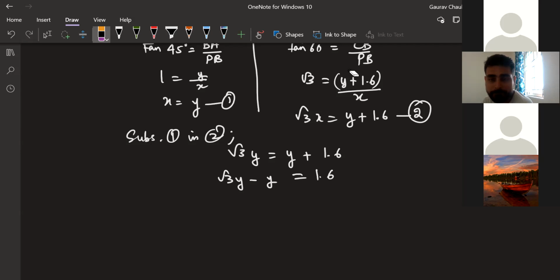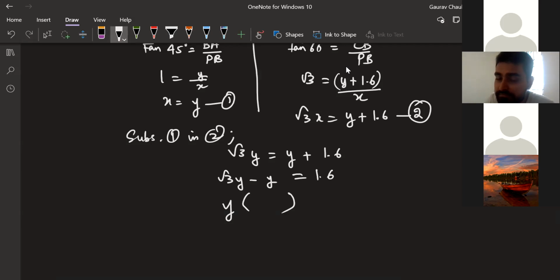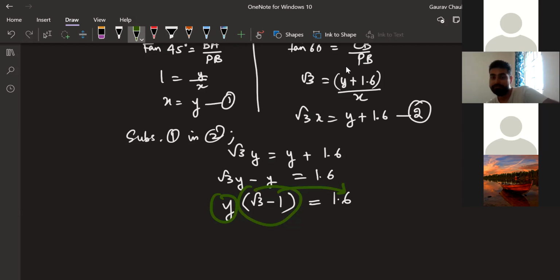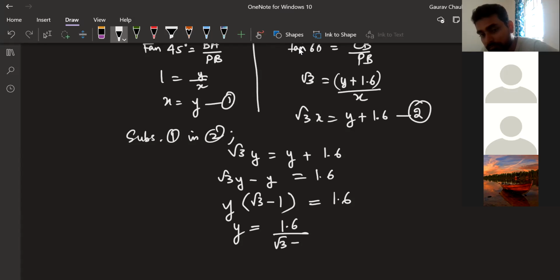Manisha? Sir, we'll take y common. We will take y common. What do you get inside the bracket? Root 3 minus 1, minus 1 is equal to 1.6. What happens next? Then we'll take y now. Now I can take this because it is y into this dabba. Now I can take this to the right hand side in the denominator. So what happens now? 1.6 by y. All right. Yes, sir. Okay.